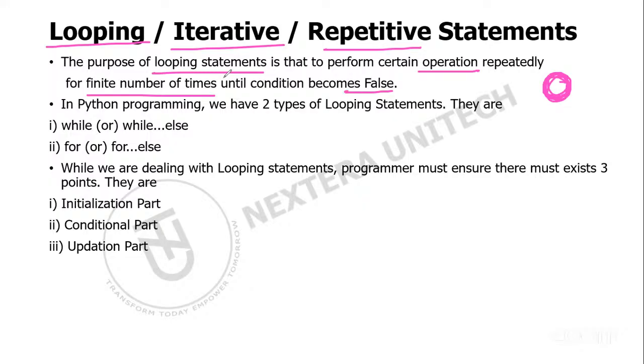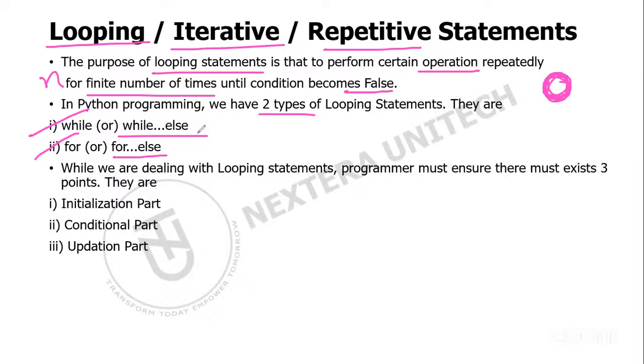If you go back to the first type of flow control statements, that is conditional statements, an operation will be executed only once. But here, it runs for n number of times. In Python, there are two types of looping statements. The first one is while or while else. And the second one is for or for else. In short, we call them for loop and while loop, right? But for loop is also called for else loop. While loop is also called while else loop. Okay?